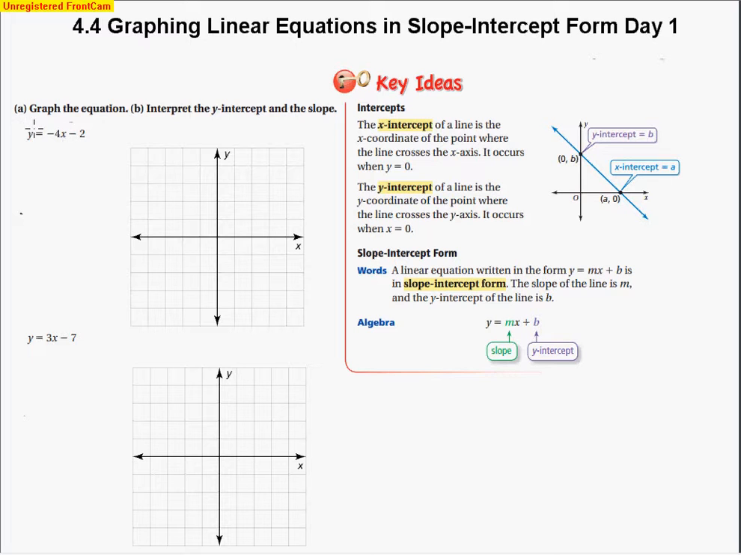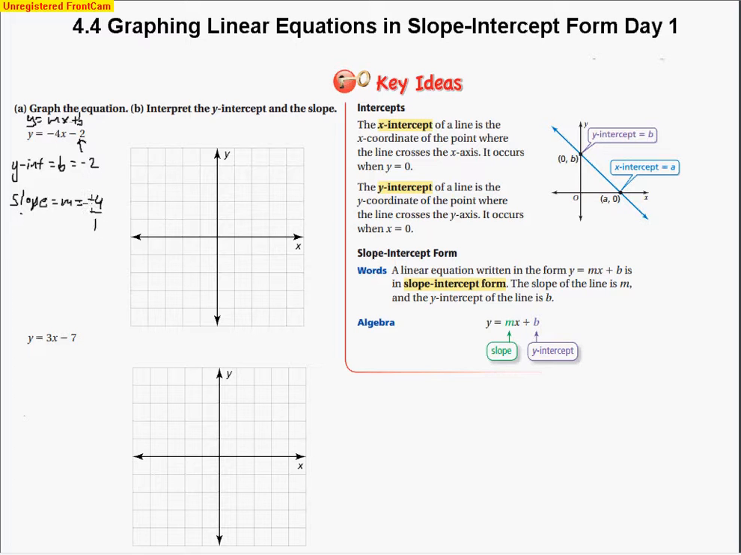This is in that slope-intercept form, so notice the form goes y equals mx plus b. What we need to do is identify what the y-intercept and the slope are. So the y-intercept, and I'm going to use the variable b to represent that, is equal to negative 2. It's this component right here. The slope is represented with the variable m, and the slope of my line is negative 4.